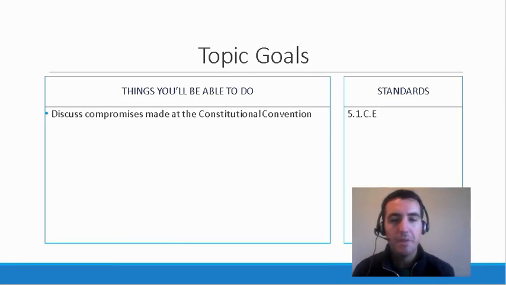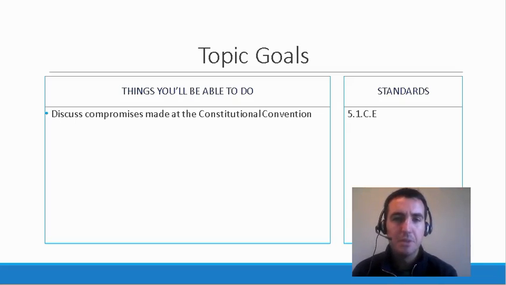So our goals today are the things you'll be able to do. You'll be able to discuss compromises made at the Constitutional Convention. That's going to be the big focus of this lesson, and that was the big focus at the convention eventually. There were a lot of people, remember we talked about those two groups, that didn't see eye to eye on things. There's a bunch of other splits on topics as well.